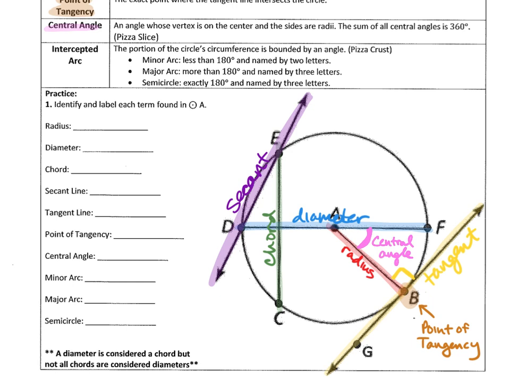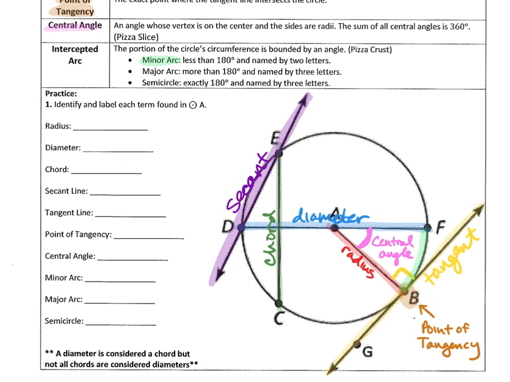And then last but not least, we have our intercepted arc. I'm not going to highlight the words intercepted arc. I'm going to come in here and highlight the word minor arc. There are two types of arcs, minor arcs and a semicircle, that have to do with the intercepted arc. An intercepted arc is like the pizza crust of your pizza slice. Your minor arc is going to be exactly that. Your minor arc is the small pizza crust from your pizza slice of your central angle.